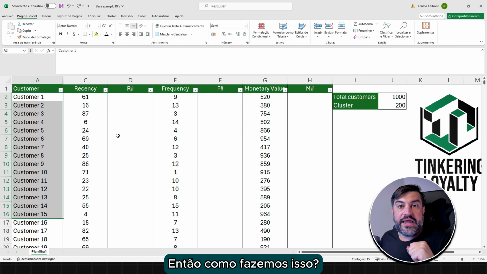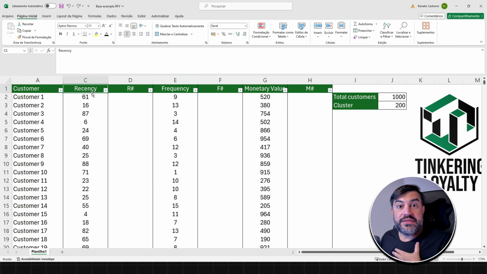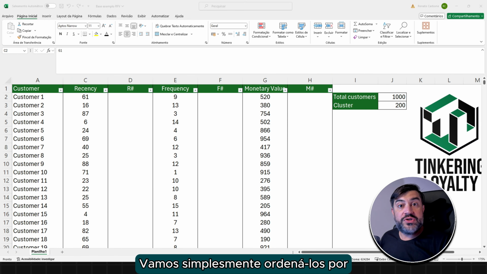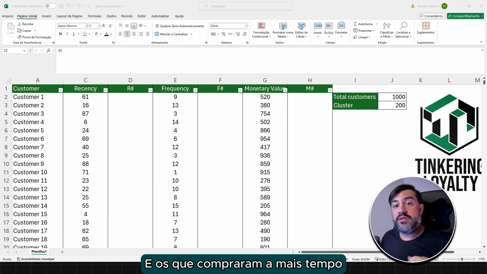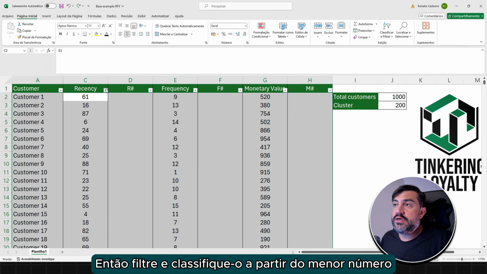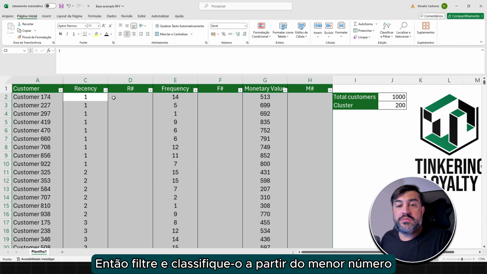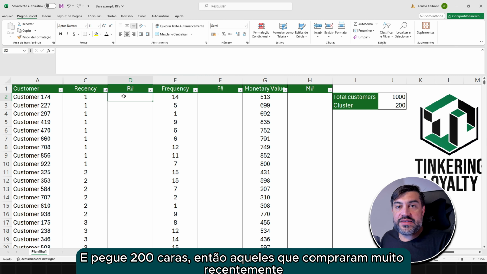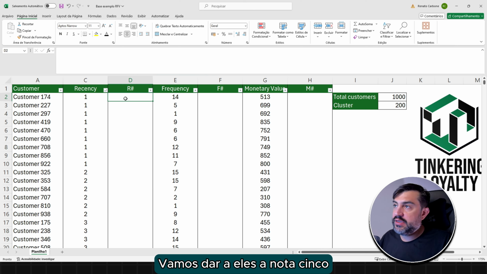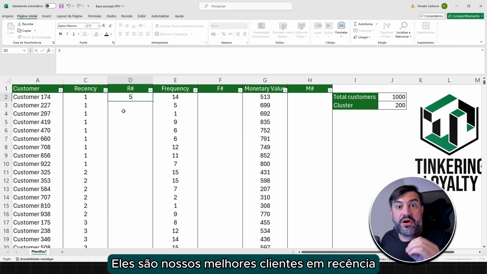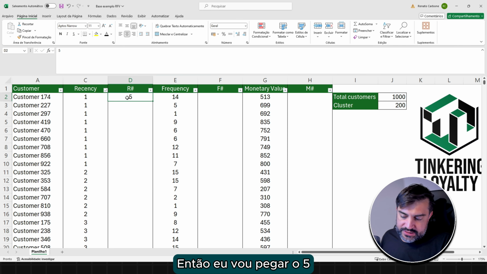So how do we do that? We will start with recency. The way we do it is we are going to simply sort them from the ones that purchased earlier to the ones that purchased farther away. Okay, so just go here and sort it from the smaller number and get 200 guys. So the ones that bought very recently, we are going to give them the score 5. They are our best customers in recency. So I'll get this 5.